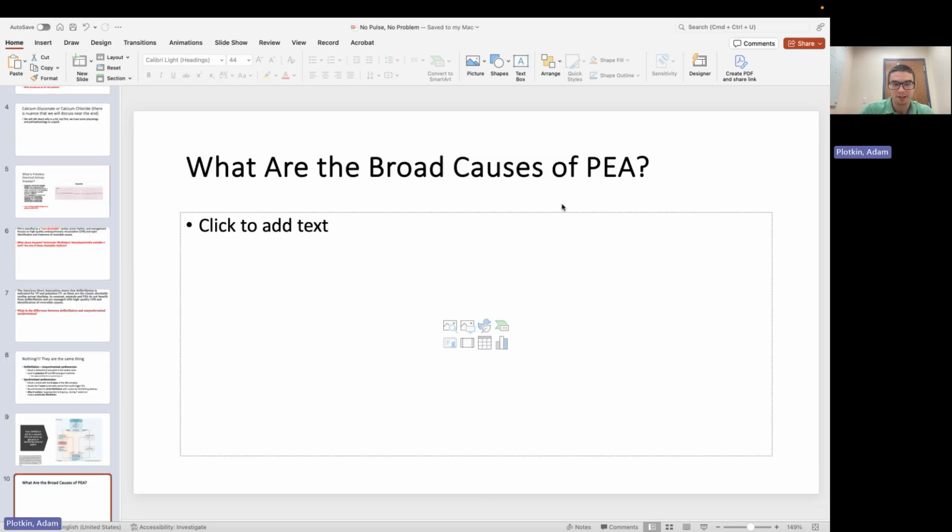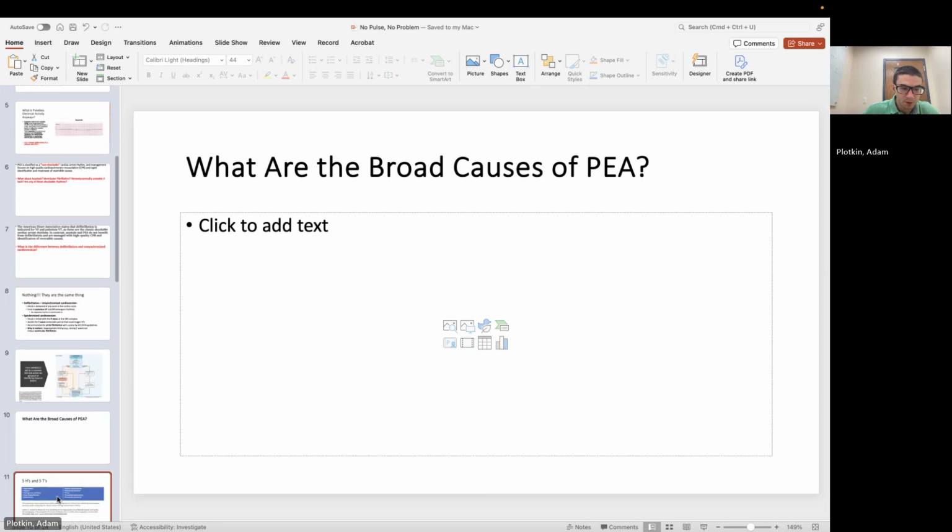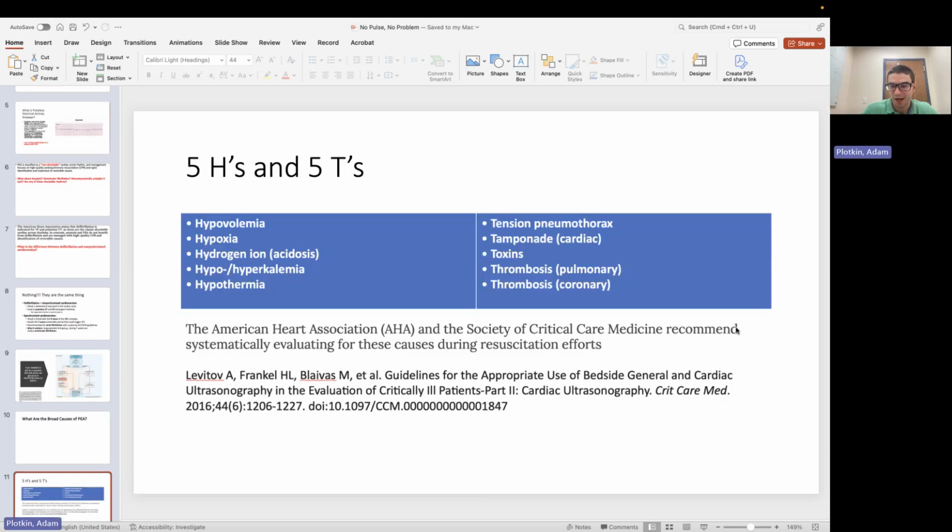So I want you now to consider what are the broad causes of PEA. Okay, there's a really cool mnemonic for this. There's 10 total causes, but see if you can pause your screen and come up with as many of those 10 as possible. They're just broad buckets. So they're the 5 H's and the 5 T's.